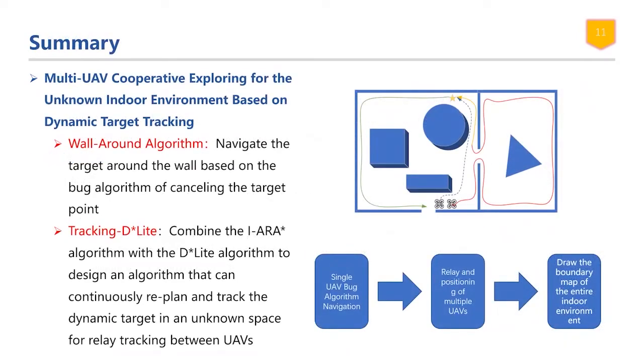In summary, there are two main algorithms proposed in this paper: Wall-Round and Tracking D-Star Lite. Wall-Round navigates around the wall based on the bug algorithm of capturing the target point. Tracking D-Star Lite combines the incremental ARA star algorithm with the D-Star algorithm to design an algorithm that can continuously replan and track the dynamic target in an unknown space for relay tracking between UAVs.